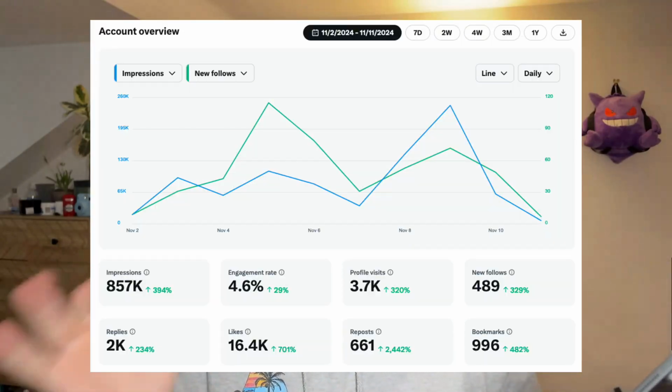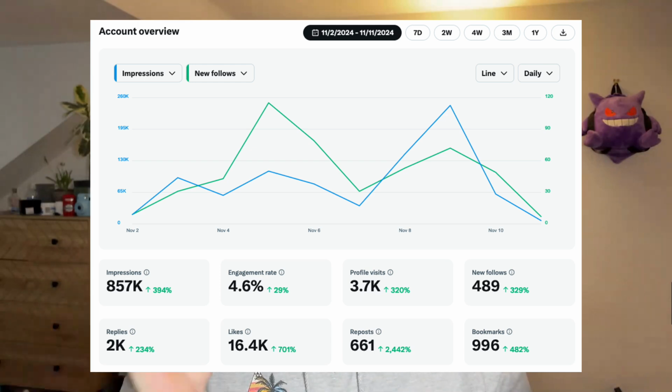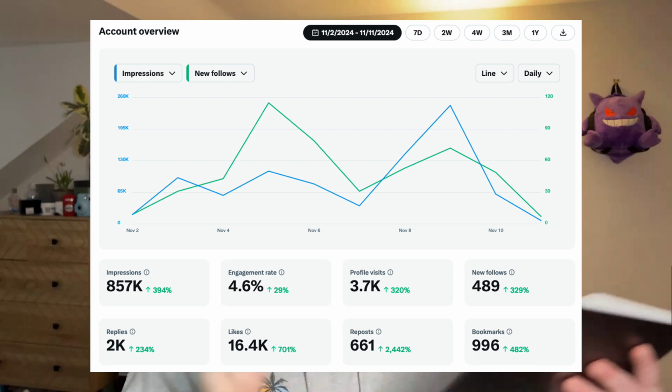I can't accurately say. In fact, I can accurately say. Let me quickly have a look. So we had 856k impressions, 3.7k profile visits, 489 new followers, 2k replies, 16k likes, 660 reposts, and 132 shares. So shares, they have copied the link and shared it with somebody, right? Pretty big numbers. And you may be thinking, well, Dan, what's the point of these numbers?